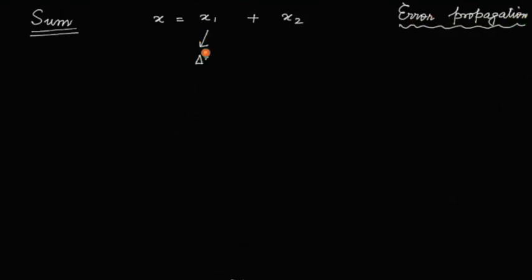So say I have 2 numbers x1 and x2, and I just want to do this operation in a computer. How will the error propagate? What we are discussing here is error propagation. That means that I know the error in x1, which is delta x1. This is error, not absolute error. And this is delta x2, again the error in x2.